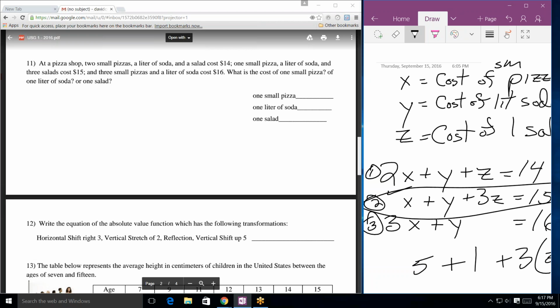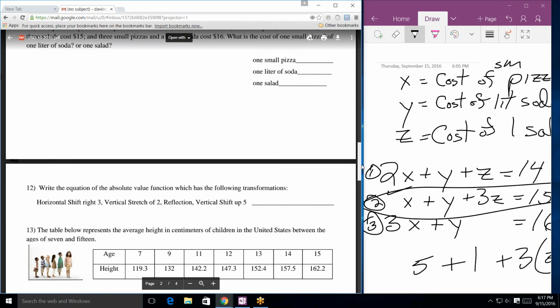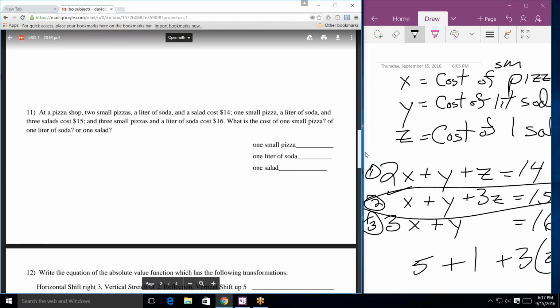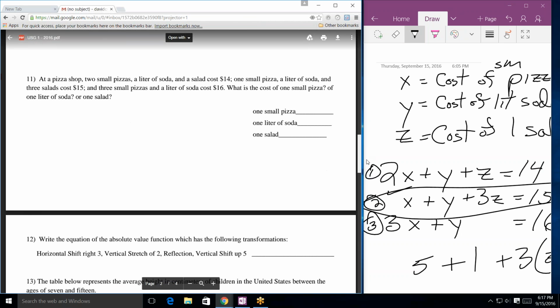So now the only problem becomes one small pizza is x, right? And we came up with x, y, and z, so the answers that go here are x, y, and z. That's as hard as you're going to get, is a problem like that, I think.